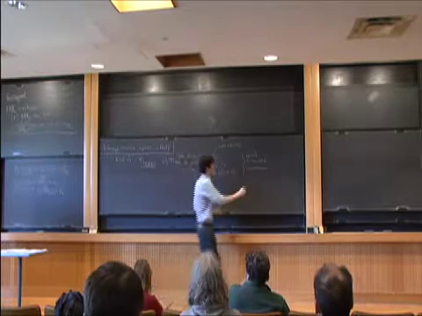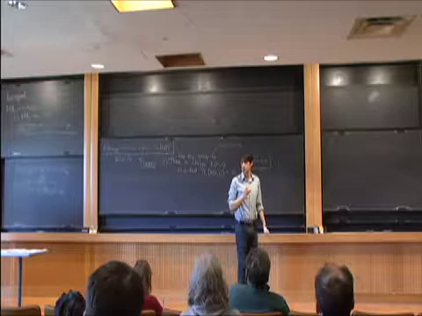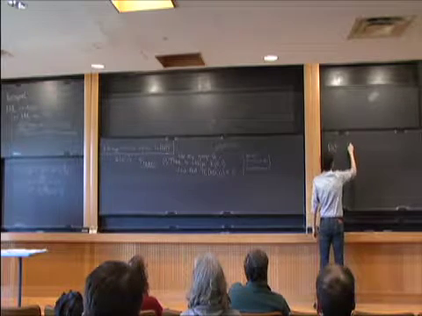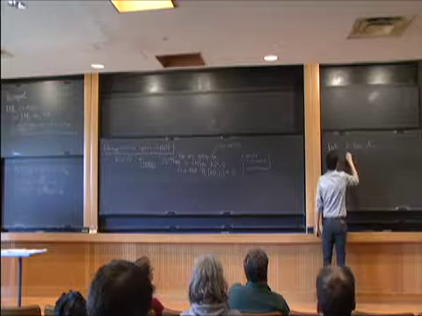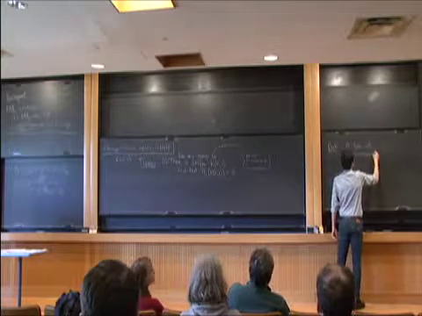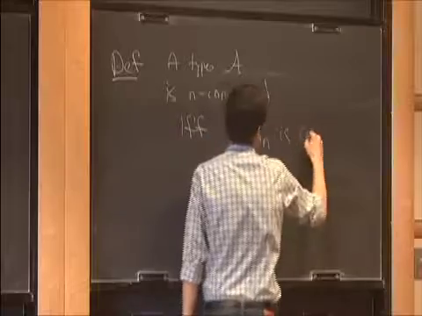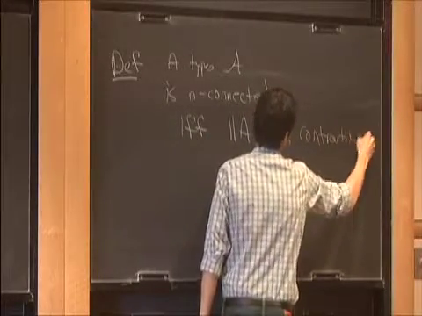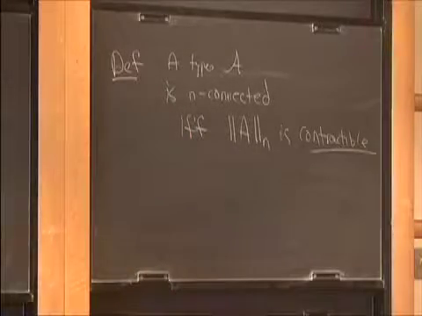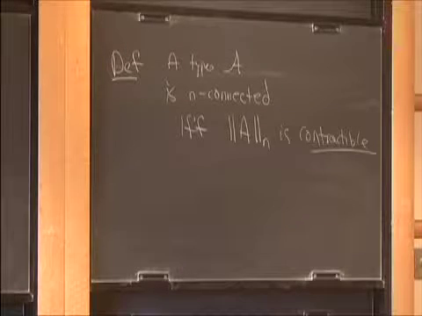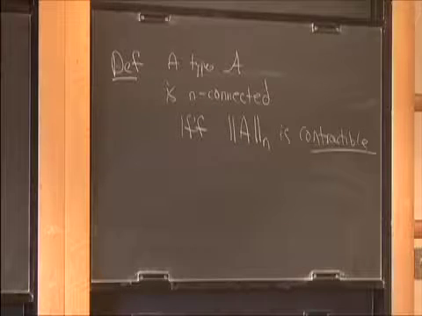Okay. Connected. Have people seen this before? We've been using it a bunch in the homotopy stuff. Okay. So I'm just going to define: a type A is n-connected if and only if the n-truncation of A is contractible. There are lots of equivalent ways to define connectedness, but that's the one that I'm going to use. So that's saying that if you cut off everything above level n, then it looks like a point. So any interesting stuff in A is happening at a level above n. For example, the circle is 0-connected, the n-sphere is (n-1)-connected, etc.